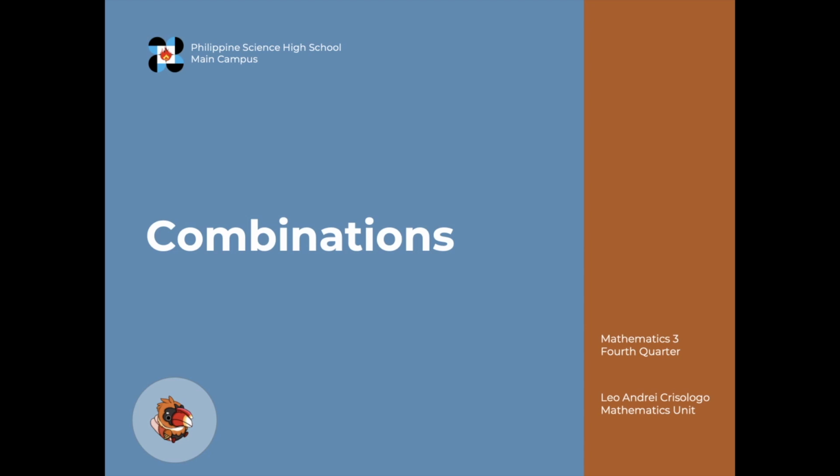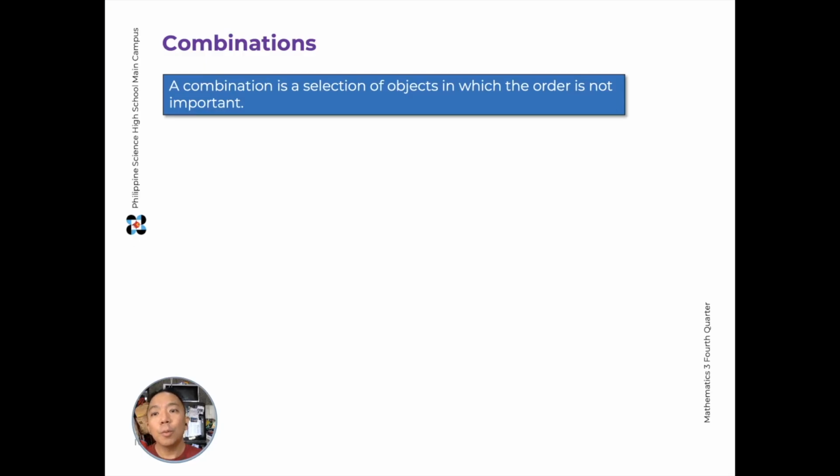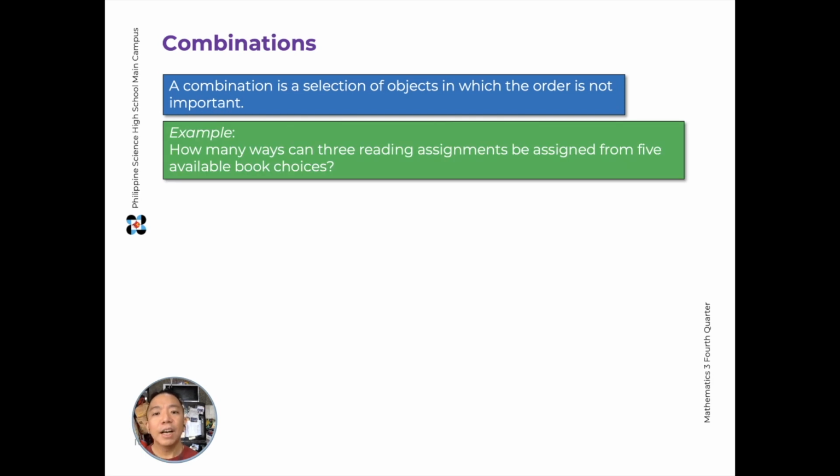Anyway, let's proceed. Now, let's introduce combinations. So, permutations, importante yung order. Combination is a selection of objects where the order is not important. For example, how many ways can 3 reading assignments be assigned from 5 available book choices?